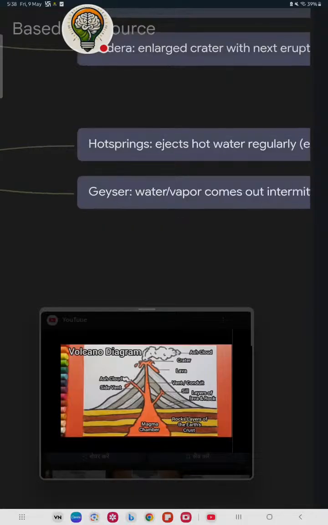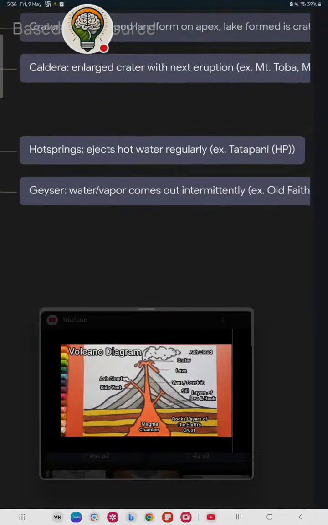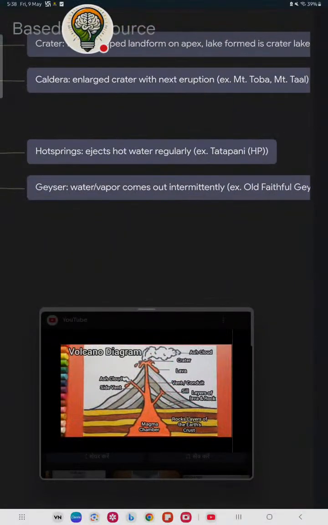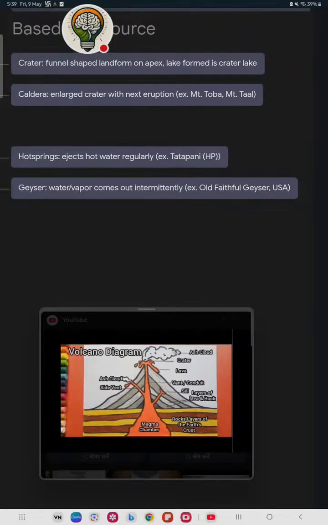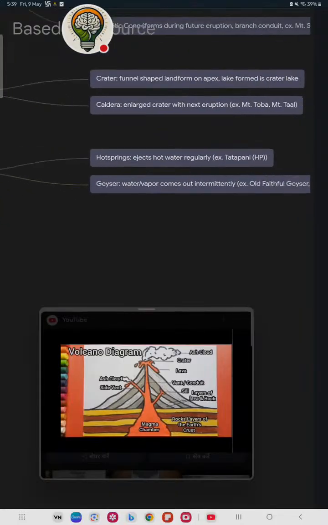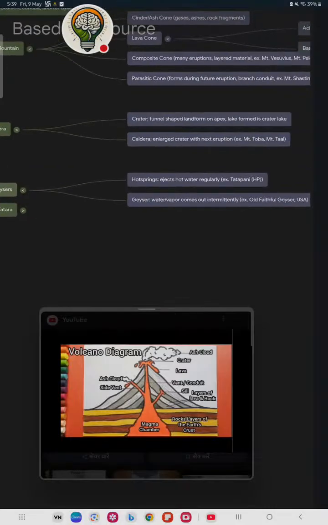A hot spring ejects hot water regularly, like Tata Pani in Himachal Pradesh, and in a geyser, water vapor comes out intermittently. Old Faithful geyser of USA.